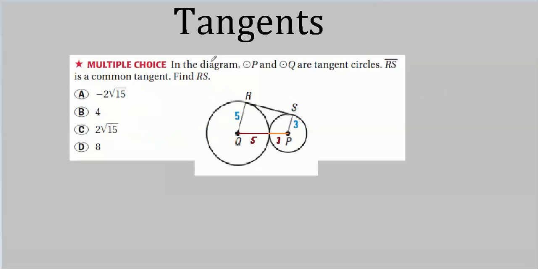Here we have a problem with two circles. They touch at one point. Those are also called tangent circles, meaning they touch at one point, as opposed to a tangent line, which touches the circle at one point. And RS is the common tangent, and they want us to find the length of RS.